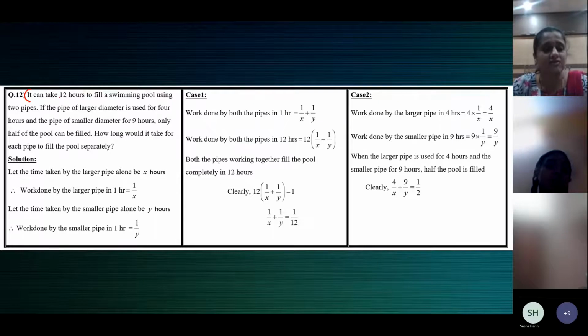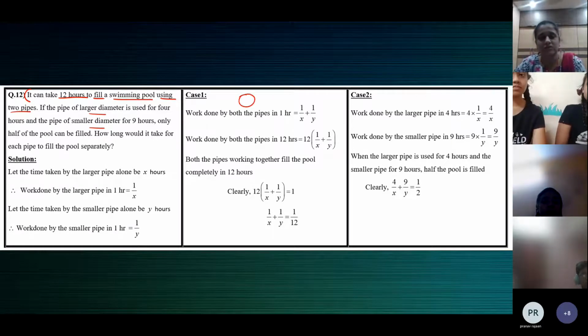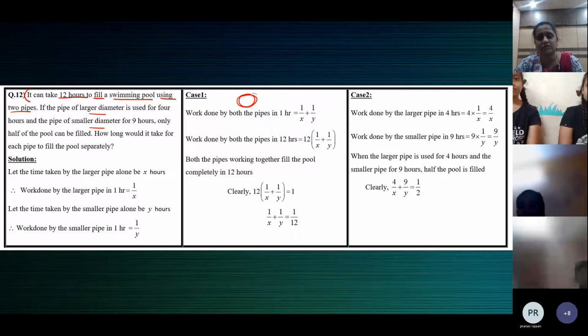It can take 12 hours to fill a swimming pool using 2 pipes. It's given here that one pipe is of larger diameter and the other has a small diameter. The pipes have a circular mouth. The water is flowing through a circular mouth.